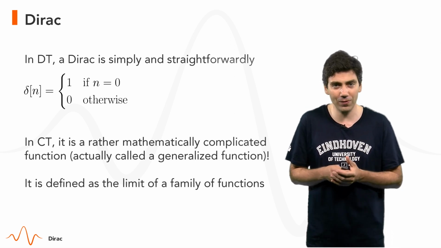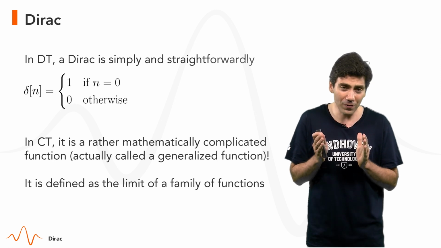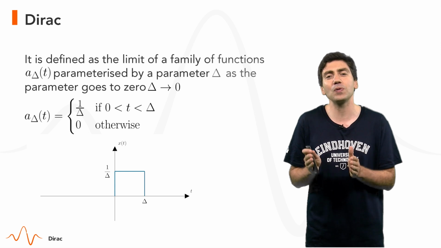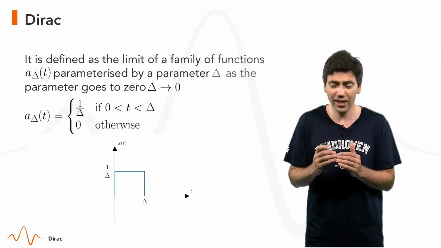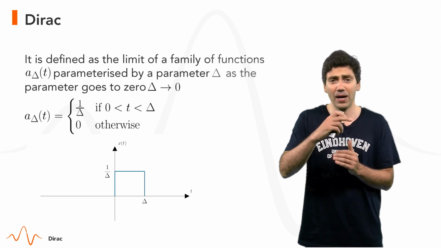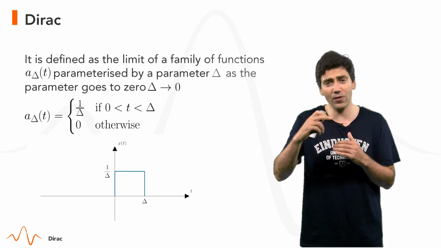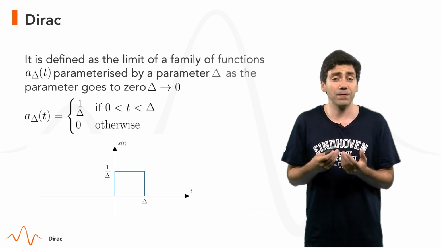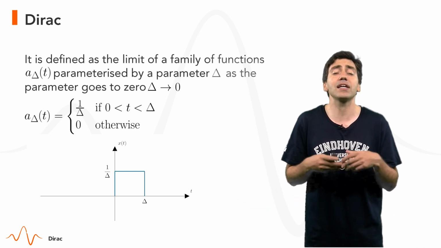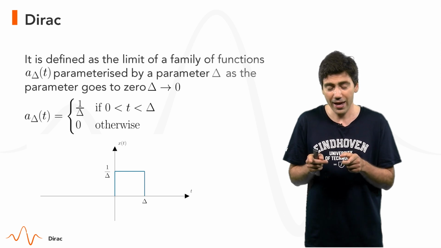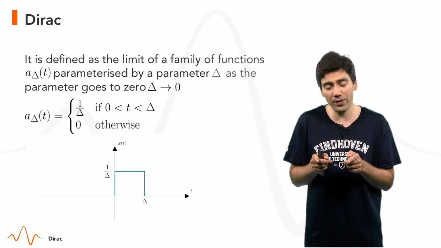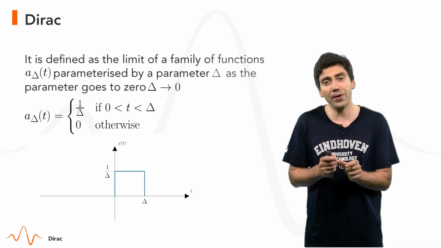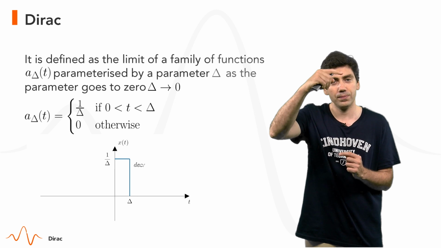How do we define this family of functions? Very easy. We define a function which is a rectangle that is 0 outside the interval from 0 to capital delta, and we multiply this rectangle by 1 over delta. So it is equal to 1 over delta in the interval from 0 to capital delta, and it's 0 outside. It's a family of functions parameterized by the parameter capital delta. As we make delta smaller and smaller, this function becomes thinner and thinner and taller and taller.